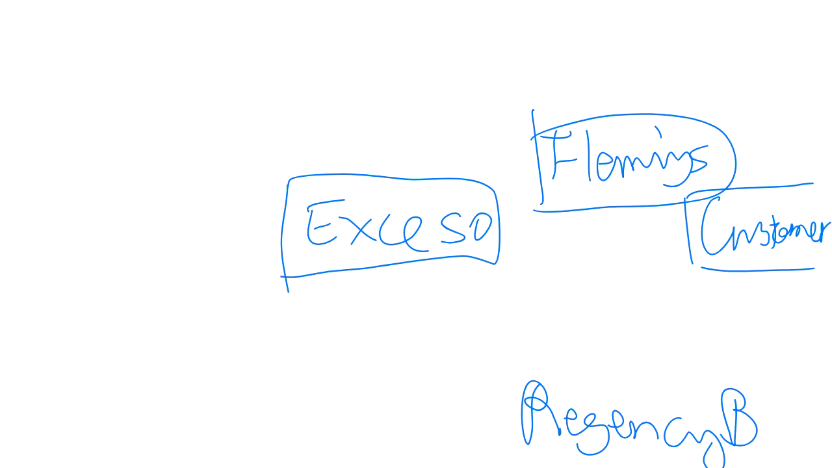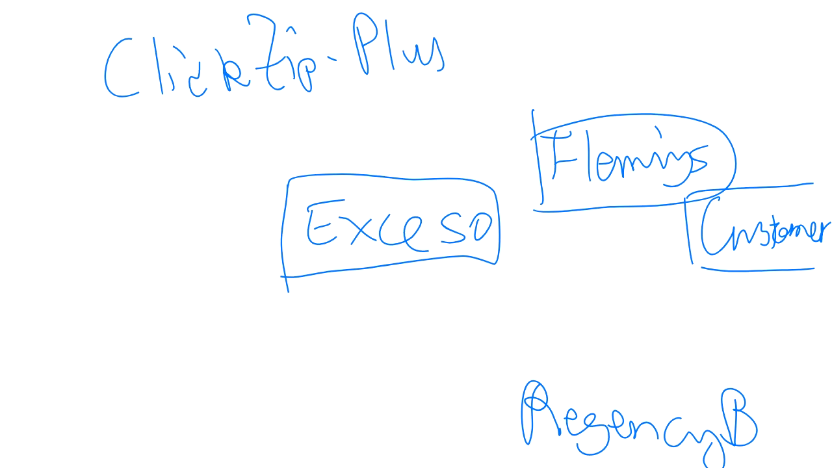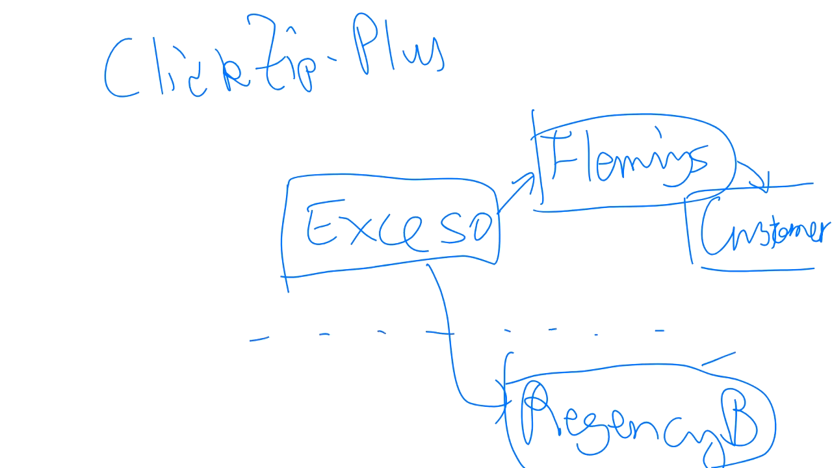And then what's Excesso's main product? What's their product? Zip Plus. And then what's actually between? Can I say, from Excesso to Flemings and then to customers? And Excesso can also supply their products to Regency, but are they dealing with the same group of customers or a different group? And then what's actually the requirements between the two?